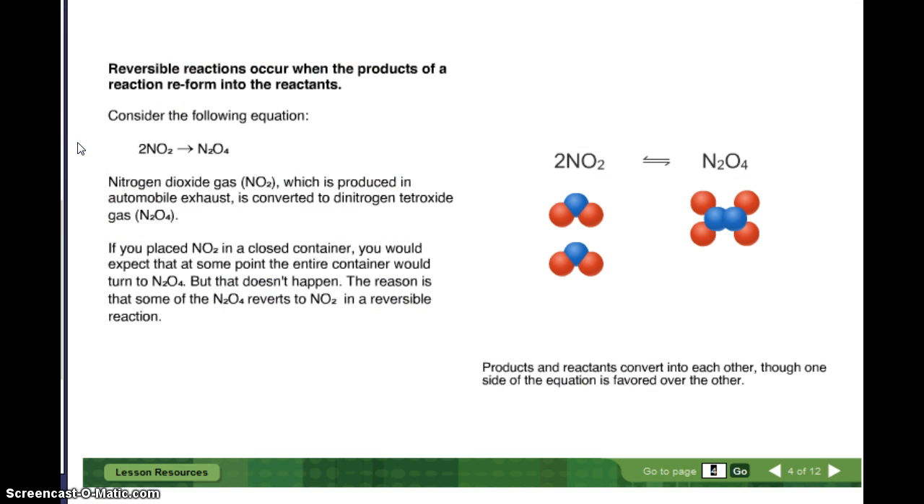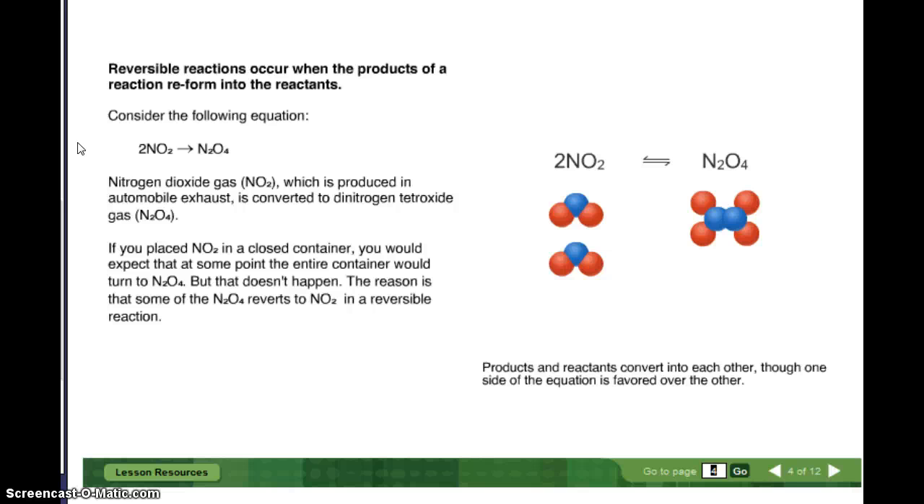Reversible reactions occur when the products of a reaction reform into the reactants. Considering the following equation, 2 nitrogen dioxides yields dinitrogen tetraoxide, or N2O4. Nitrogen dioxide gas, which is produced in automobile exhaust, is converted into dinitrogen tetraoxide gas, N2O4. If you placed nitrogen dioxide gas in a closed container, you would expect that at some point the entire container would turn into the N2O4. But that doesn't happen.